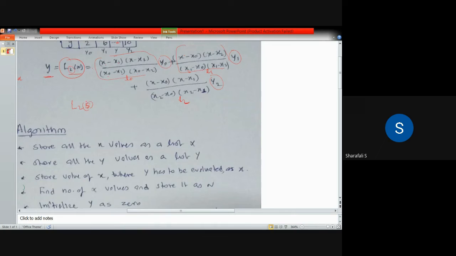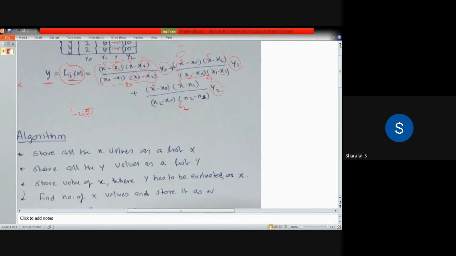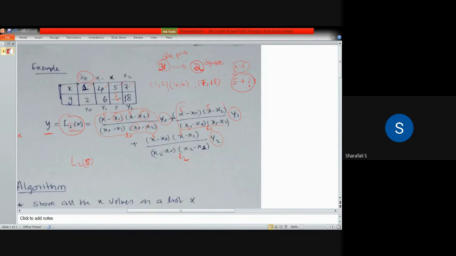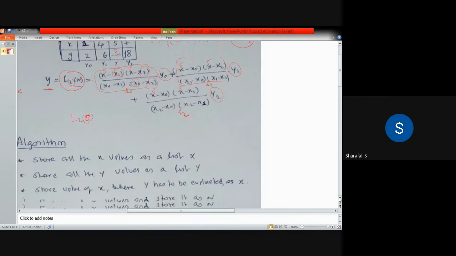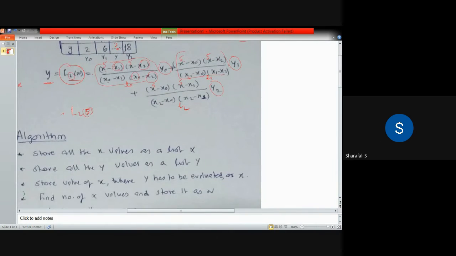In this case, L2 of y, if you want to find out, then you just substitute x equal to 5 in all these positions. Here also 5, here also 5. Then put in what are x1, x2, x0, all those values. And those values are given here. This is your x0, this is your x1, this is your x2. This is the x where you have to find out the corresponding y value. Okay. That you have to substitute and find out what is this L2 of 5. That will be equal to your y of 5. This is how the Lagrange's polynomial works.